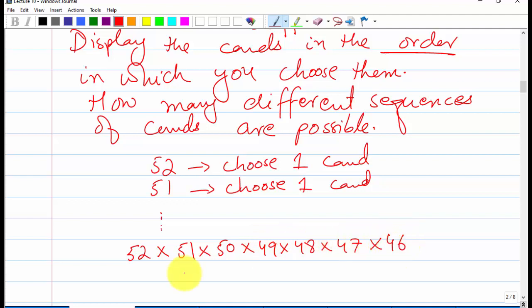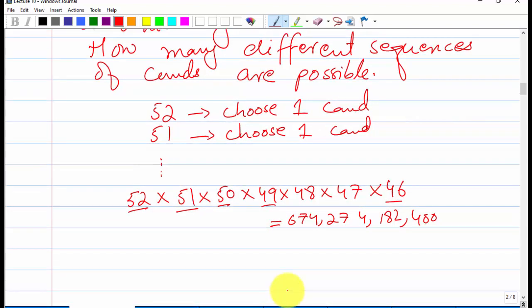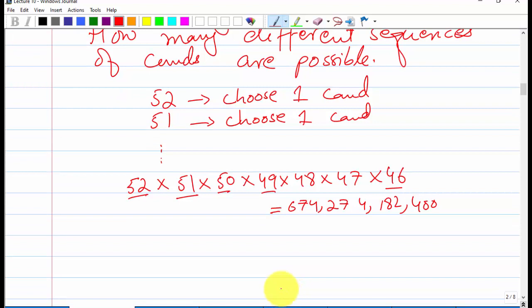and 46. So the first card gave me 52 choices, the second card gave me 51 choices, 50 choices, 49 choices, and so on up to 46 choices. If we multiply these small numbers, it will be a huge number. This number is around 674 billion possible outcomes. So we cannot list every one of them on the page.